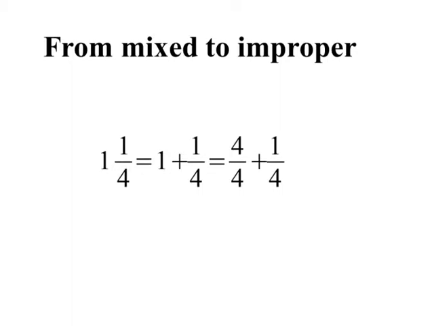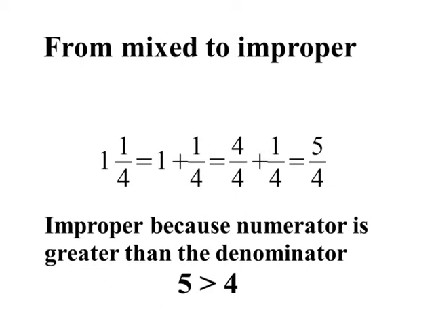To get the improper form, we change the 1 to 4/4, so we'll have a common denominator, and then we add the numerators of the two fractions. This gives us 5/4.